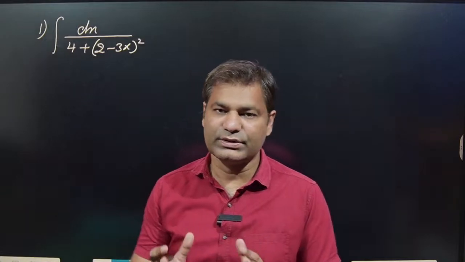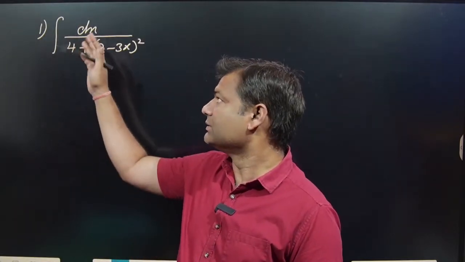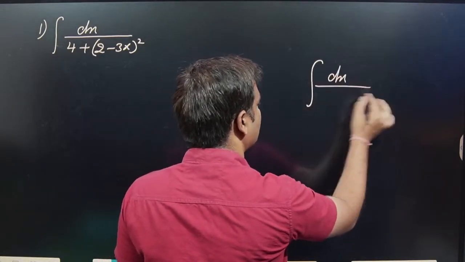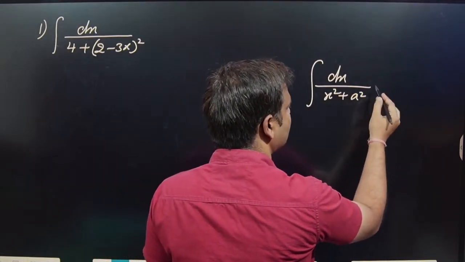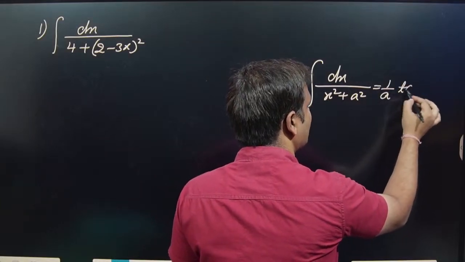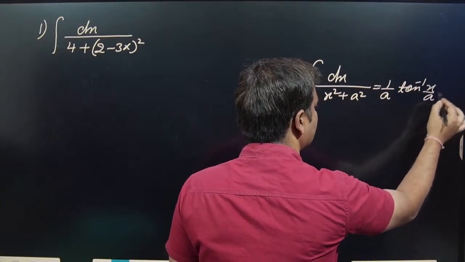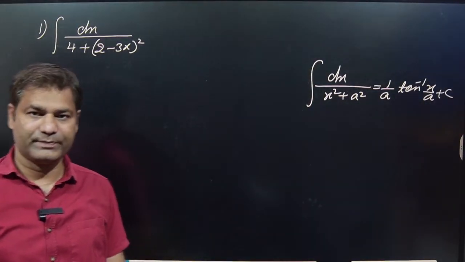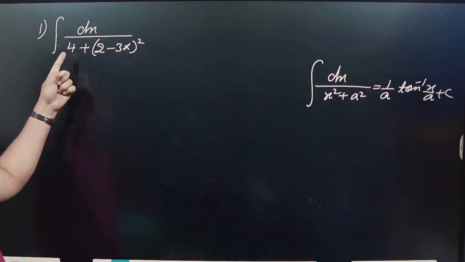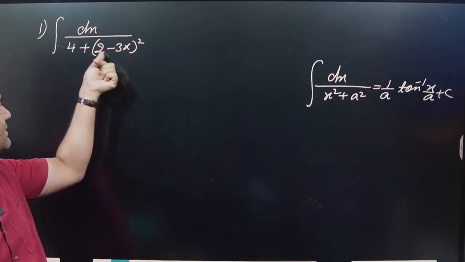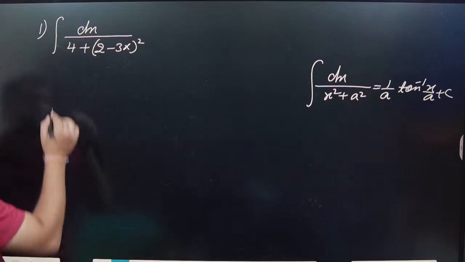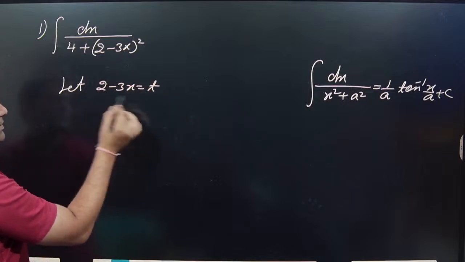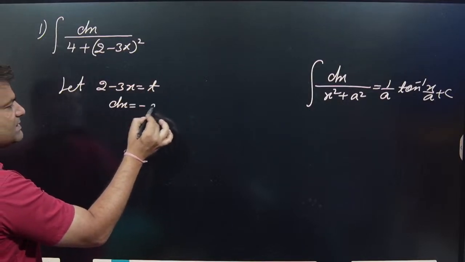Simply, this question is matching to dx upon x square plus a square, and that one is 1 by a tan inverse x upon a plus c. So first of all we make the question like that one. Here a is 2, but what about x? If this one is replaced by t, let 2 minus 3x equal t. So dx is minus dt divided by 3.